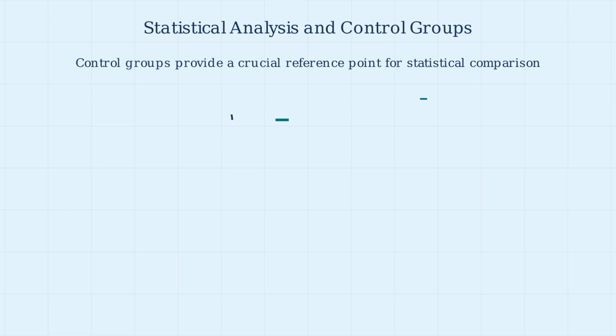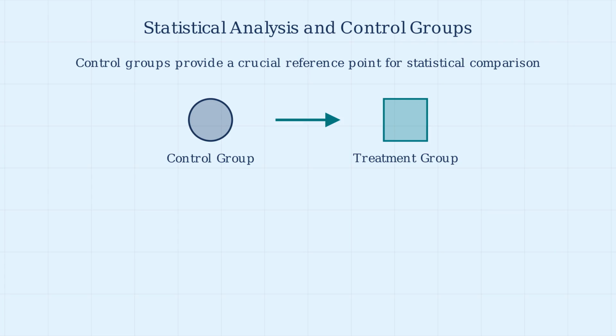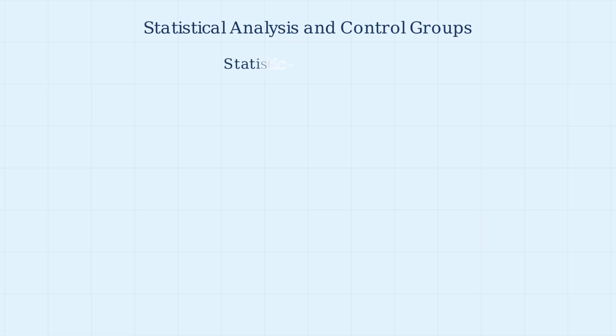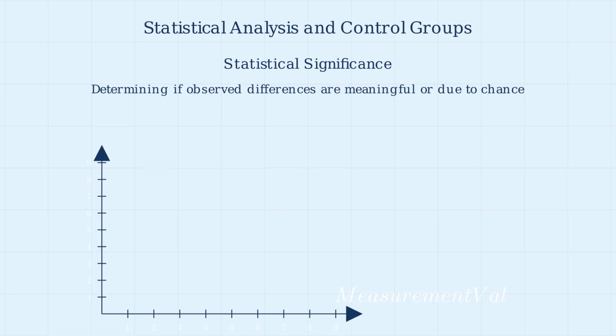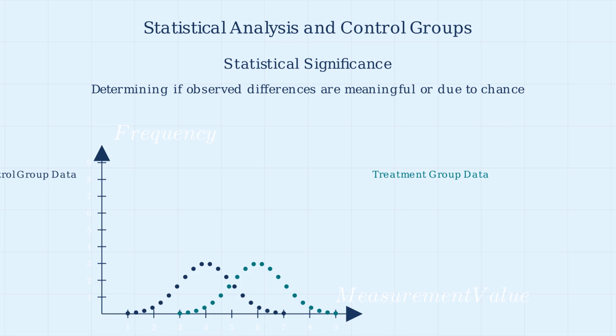Statistical analysis is where control groups truly demonstrate their value in research. Control groups provide a crucial reference point for statistical comparison. Statistical significance helps researchers determine if observed differences between groups are meaningful or simply due to random chance. When we collect data from both control and treatment groups, we typically see distributions like these.